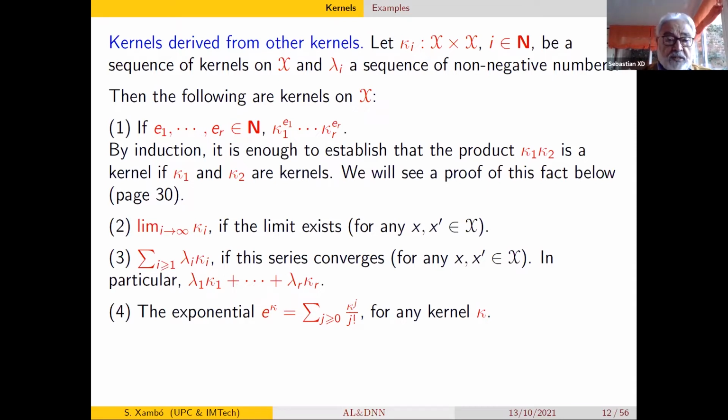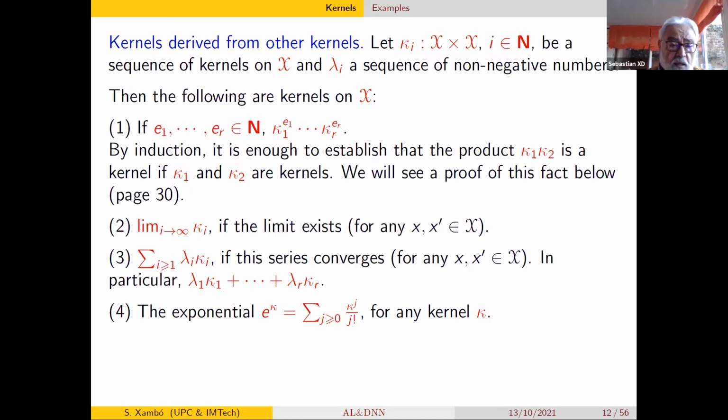One, take exponents E1, ..., ER in N, and do this monomial in the kernels, kappa 1 raised to E1, ..., kappa R raised to ER. Well, this makes sense as functions on X cross X. Well, it is easy to check that by induction, it would be enough to show that this is a kernel. It would be enough to prove that the product of two kernels is a kernel. We will see this proved later on, actually on page 30.